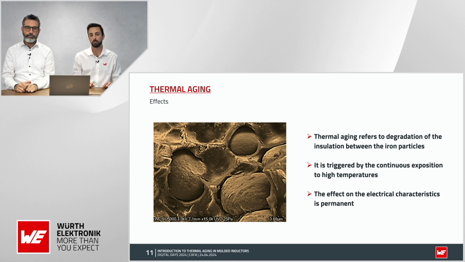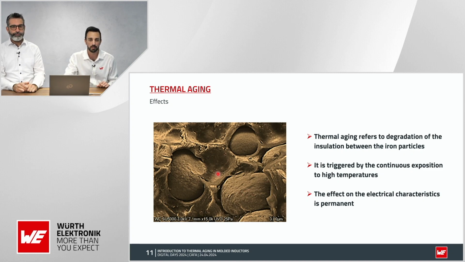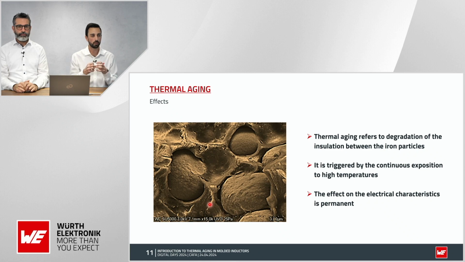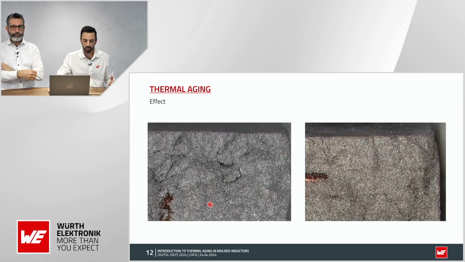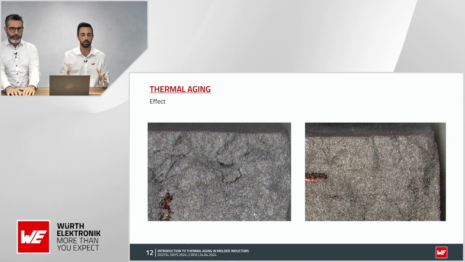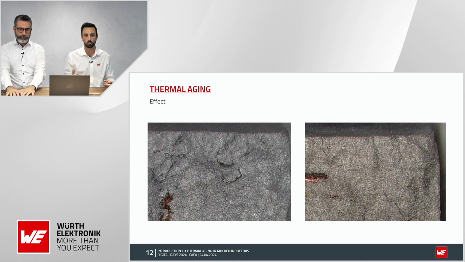Just a small comment on the picture you can see on the left. This is an electron microscope picture. I will try to point. One second. You can see these are the iron alloy particles, and this is the binder. The binder holds all these particles together, so it offers some mechanical stability, but also offers some insulation between the particles. And this insulation is what restricts the eddy losses from growing.